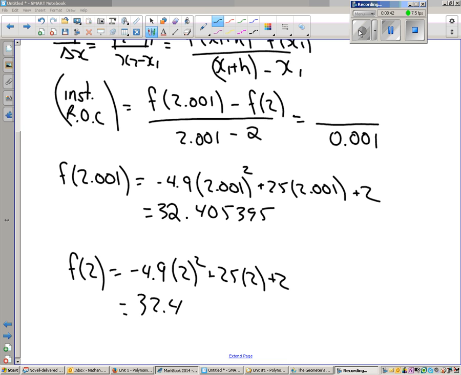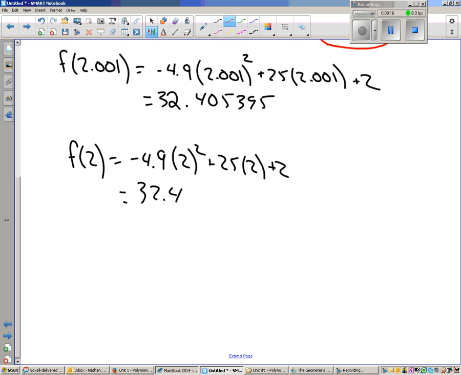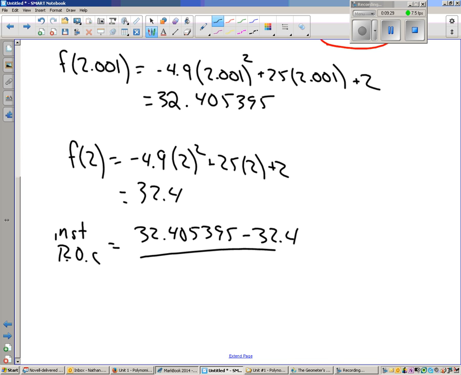Okay, so we can plug those in, and we're going to get for f of 2.001, 32.405395, and for f of 2, 32.4. I'll stress: leave lots of decimal places in your answer. The reason is that at the end we're going to be dividing by 0.001, so we need to be able to move our decimal place over 3 spots and still have accurate answers. If we round too early, we're going to end up in trouble. So if we plug those back into our equation, our instantaneous rate of change is going to be 32.405395 minus 32.4 over 0.001.